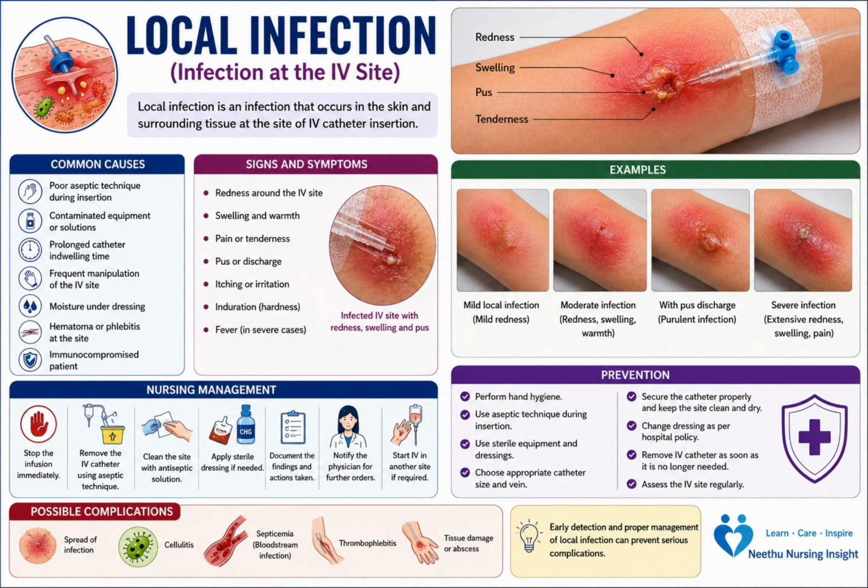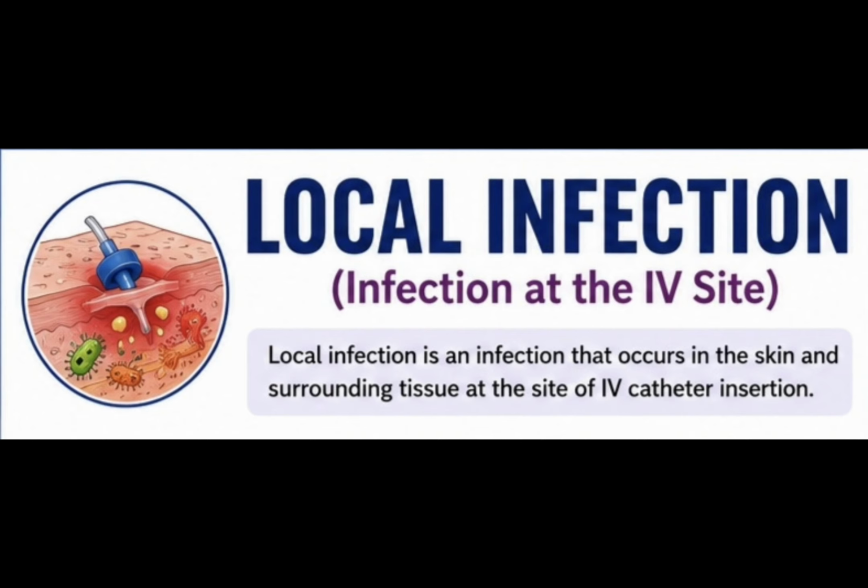Local infection is one of the complications of IV cannulation that occurs when microorganisms enter the cannula insertion site, causing inflammation of the surrounding skin and soft tissues. It usually develops due to contamination during insertion, poor catheter care, or prolonged use of the same IV cannula. If not recognized and managed early, a local infection can progress to a bloodstream infection or sepsis.